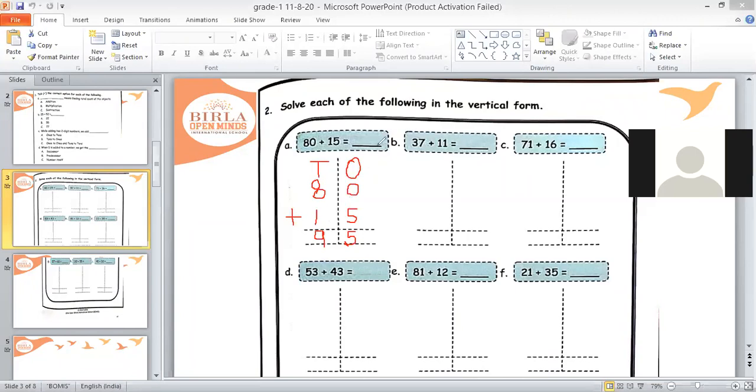See here, children, answer is 95. So we will write this 95 in this blank space also. I am writing here. Look where I am writing. So you all have to write this answer here also. So answer is 95. That's the correct answer.